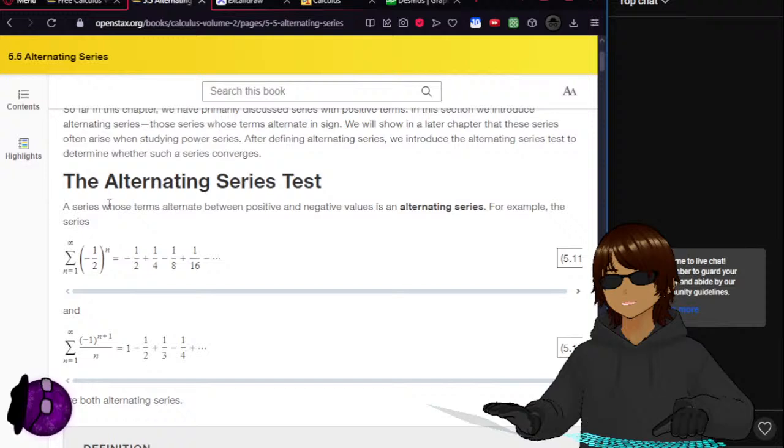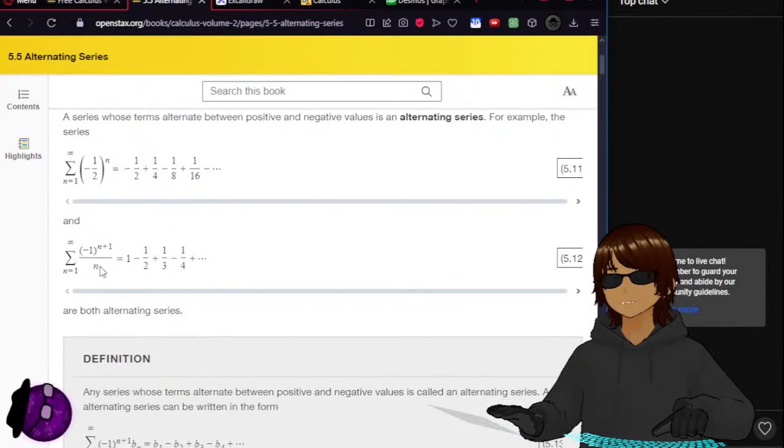The alternating series test. A series whose terms alternate between positive and negative values is an alternating series. For example, the series 1 over 2 plus 1 over 4 minus 1 over 8 plus 1 over 16. And this one are both alternating.